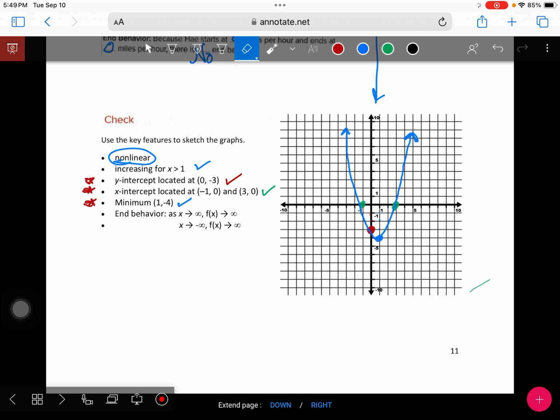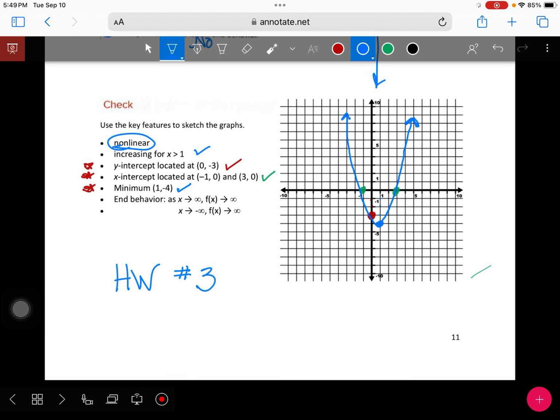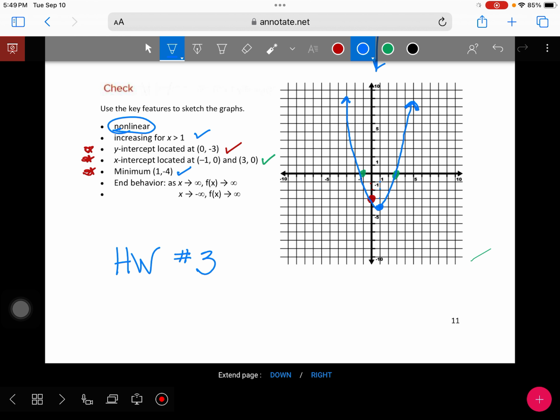So now I want you to pick up, if you haven't already, homework number 3 on sketching graphs. Okay? Try it. We will go over these notes tomorrow and see if you have any questions about this. This homework is going to be due on Friday.